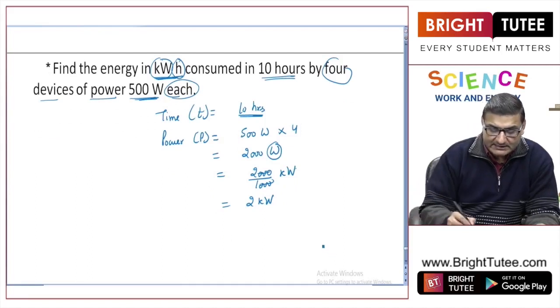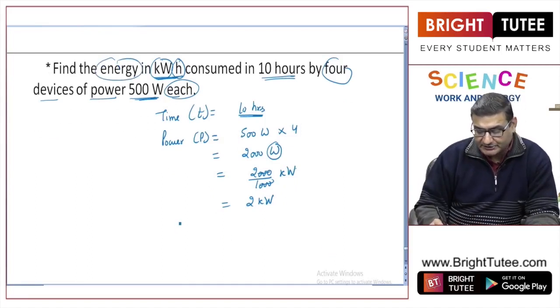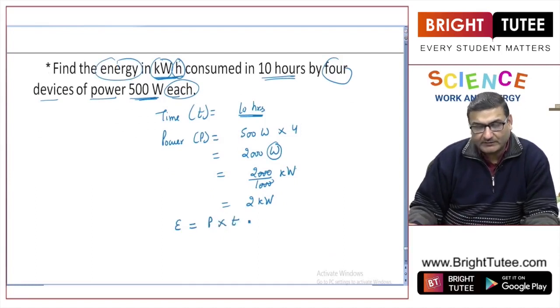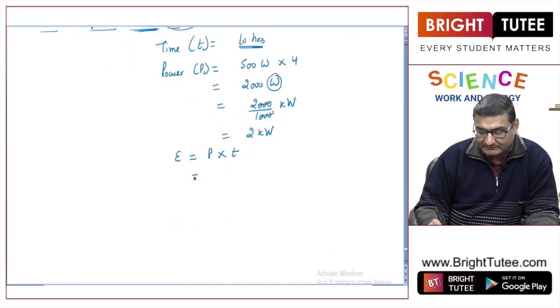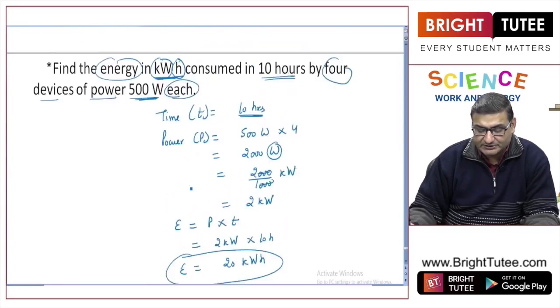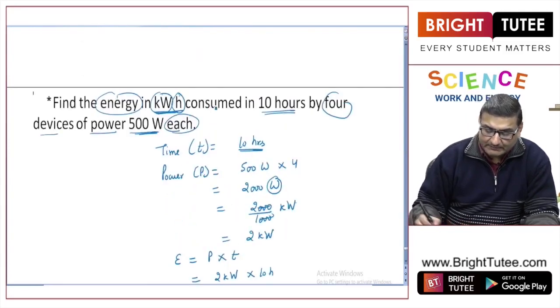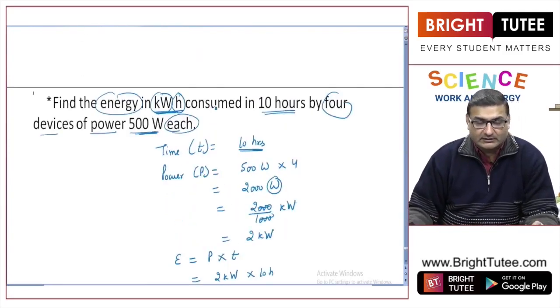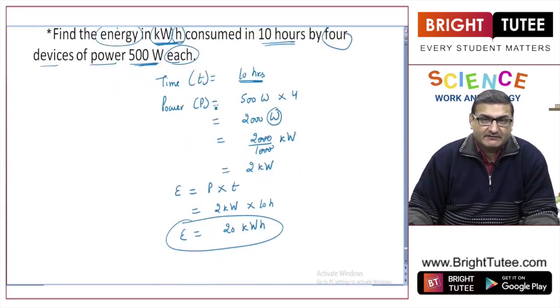What I need to find is the energy. I know that energy is equal to the product of power and time. Simply putting the values, power we have just calculated 2 kilowatt, time given to us was 10 hour. So, it comes out to be 20 kilowatt hour. So, this will be the energy consumed by these 4 devices which are having power of 500 watt each.